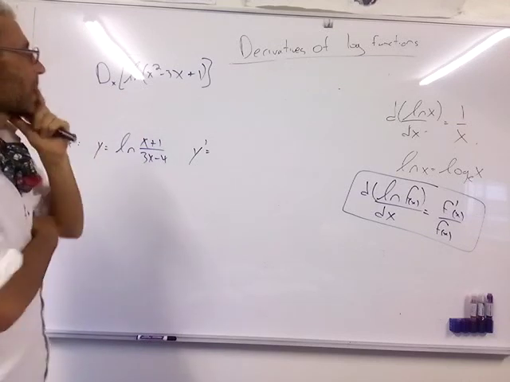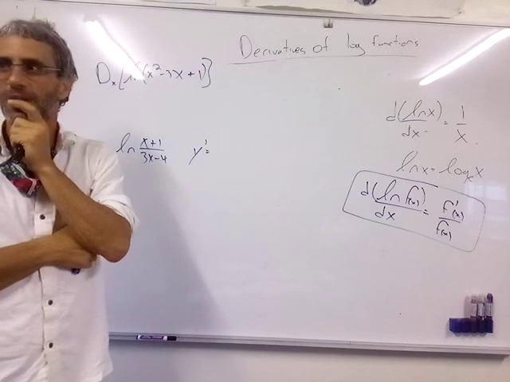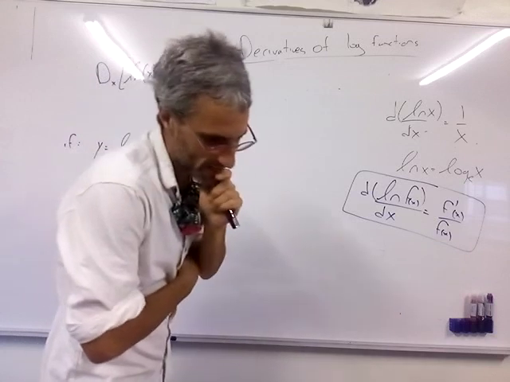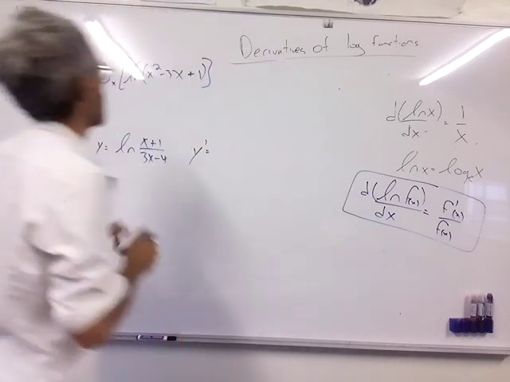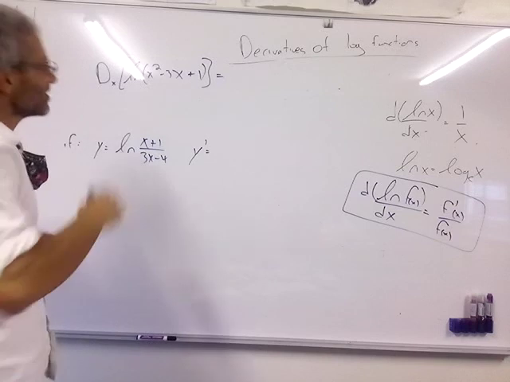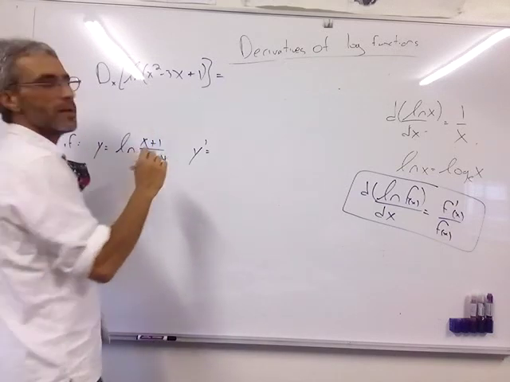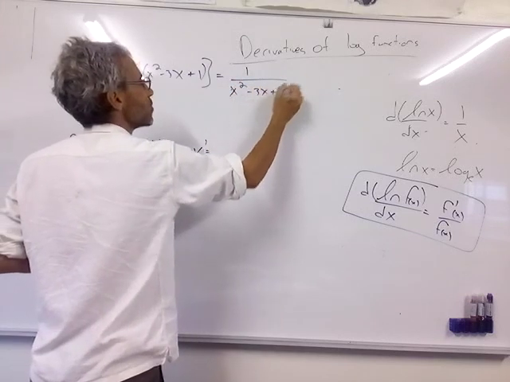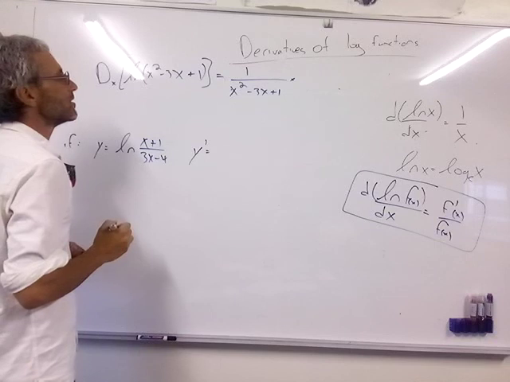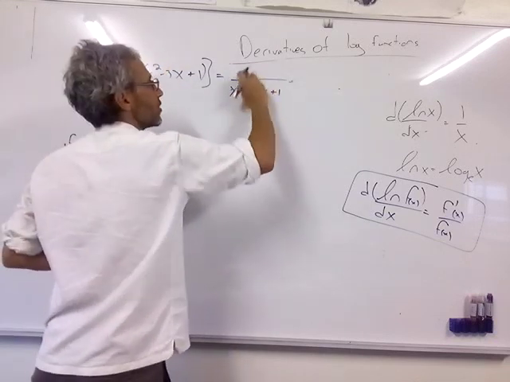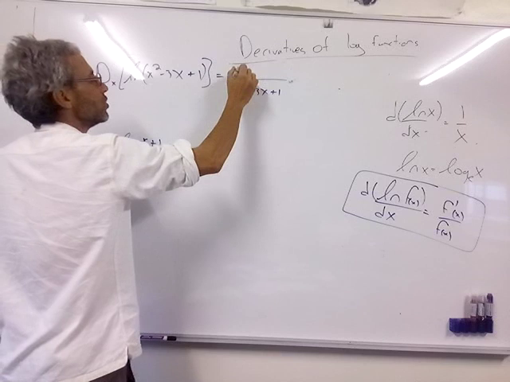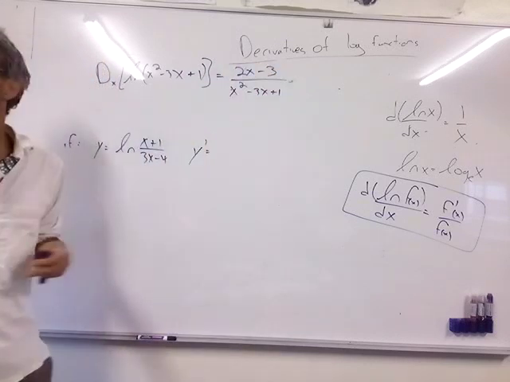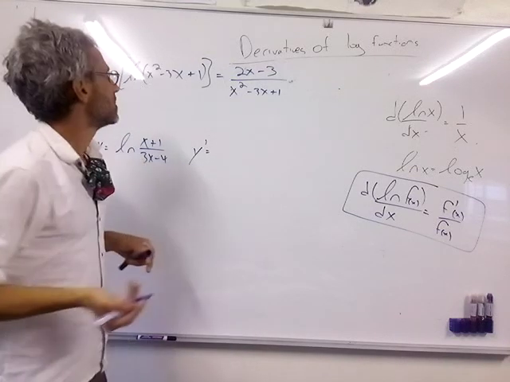There are two ways of doing it. I'll start with one. You guys tell me what the other way is, but let's just do it like that. One over the whole thing, x squared minus 3x plus 1, times the derivative of the function. And what's the derivative of the function? If you don't mind, I'll just write it on top here. 2x minus 3. That's it. Pretty easy, isn't it?